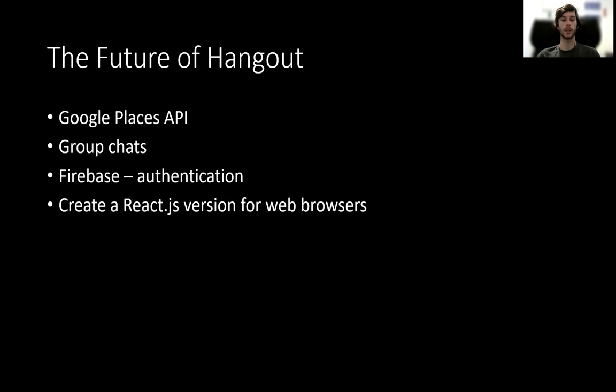Next, we would look at implementing a group chat feature to allow users to communicate more efficiently about meeting time, place, etc. On the technical side of things, we would look at migrating our database to Firebase. The advantage there would be offloading the authentication process onto Firebase rather than using our own SQL database. Finally, we would look at exporting our React Native code into React.js so we could have a version of the app that runs on a web browser, so users can access the app both on the web and on their smartphones.